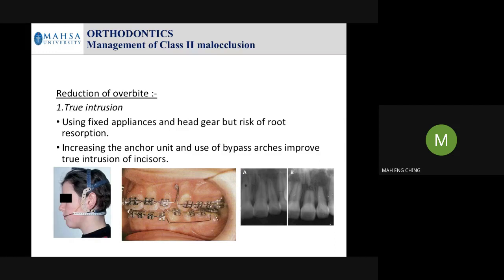Imagine if you push or intrude the root against the bone, a lot of the time it causes what we call root resorption. With two objects banging into each other, either one will give way. In this case, you see the bottom right pictures. Compared to A and B, the root is longer. Compared to B, the root is resorbed.